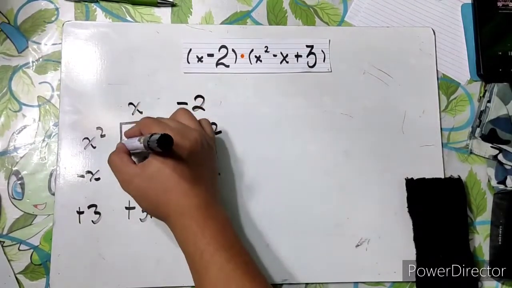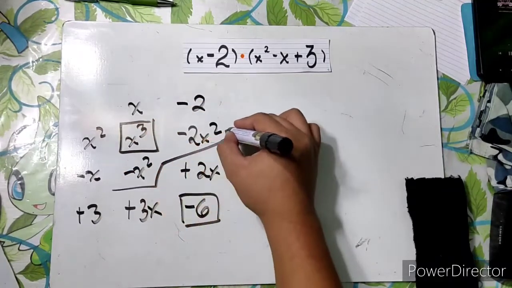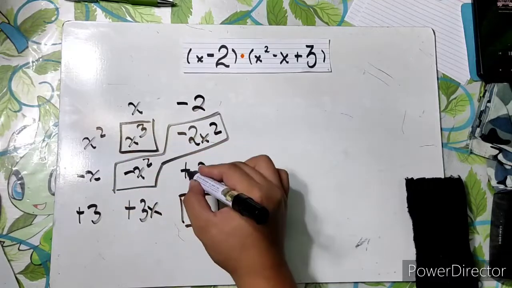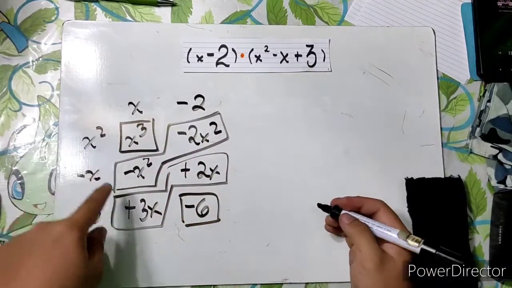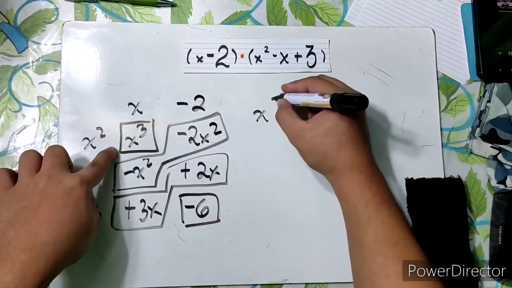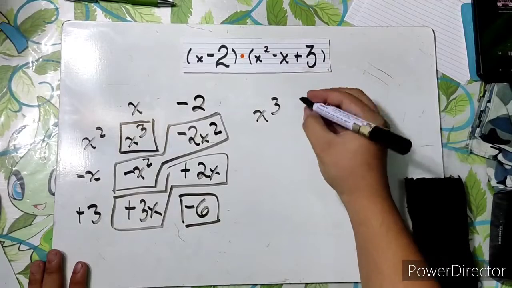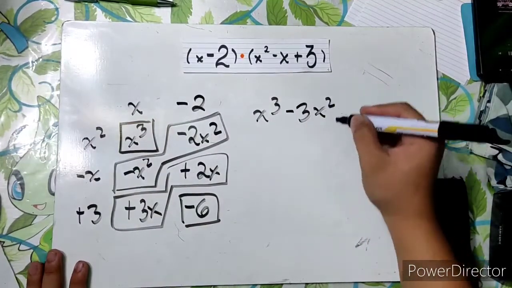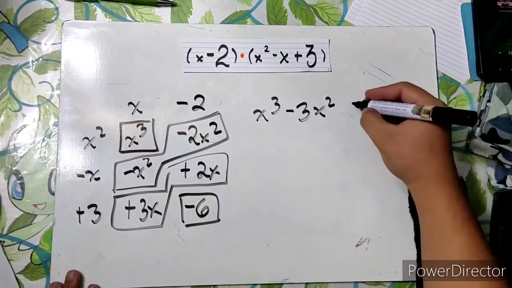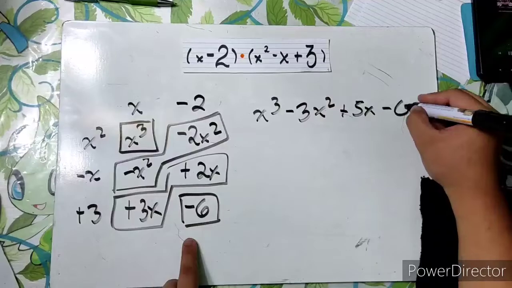So we'll just leave this behind first, and we'll just solve these two. So that's it, we'll copy this: x cubed minus x squared minus 2x squared, it will be negative 3x squared. Positive 3x plus positive 2x is positive 5x, minus 6.